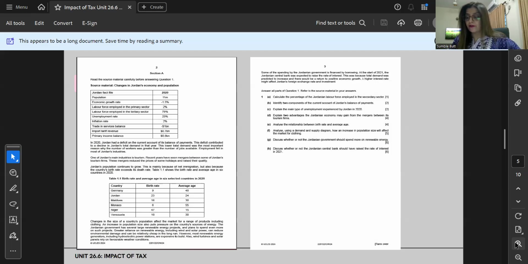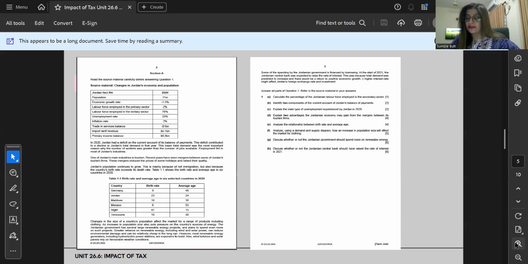Some of the spending of Jordanian government is financed by borrowing. Other than this, in 2020-21, government is expected to increase the interest rate. And so after spending about 9 minutes, I have summarized these notes. Let's now move on to the questions.